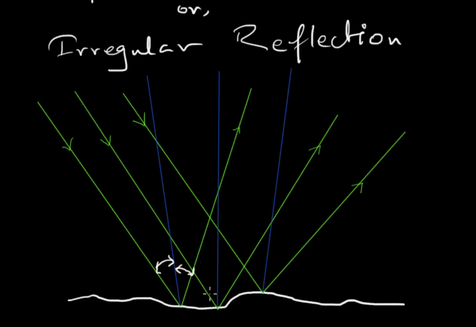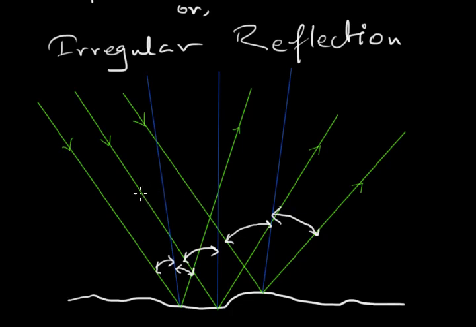But in the second case, the incident angle is greater. That's why the angle of reflection is also greater and it reflects in such a manner. And in the case of this third ray, the incident angle is very much greater in magnitude. That's why the angle of reflection is also greater and the reflected ray is this ray. Hence, in spite of the incident rays being parallel, the reflected rays are not parallel. That's why this type of reflection is known as irregular reflection.